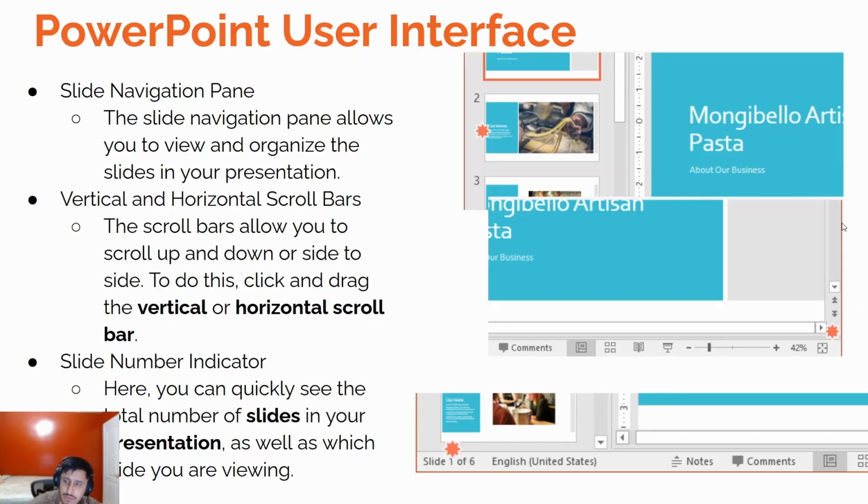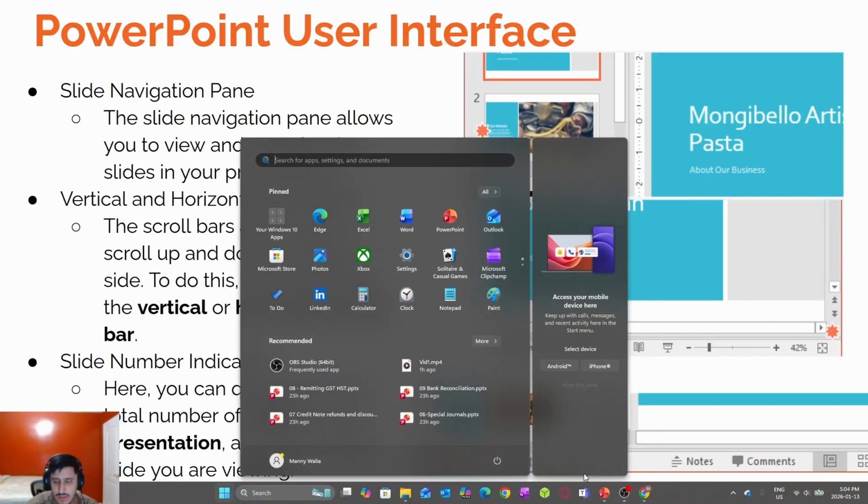Then we have the vertical and horizontal scroll bars. These are pretty self-explanatory. They allow us to scroll up or down, side to side. We just need to click the vertical or horizontal scroll bar. And then we also have the slide number indicator, in which we can quickly see the total number of slides in our presentation along with the slide we're viewing.